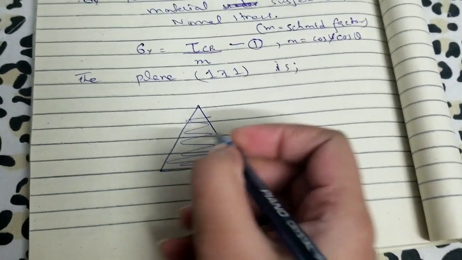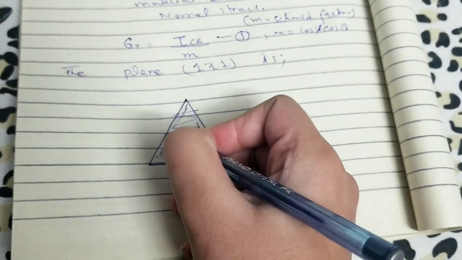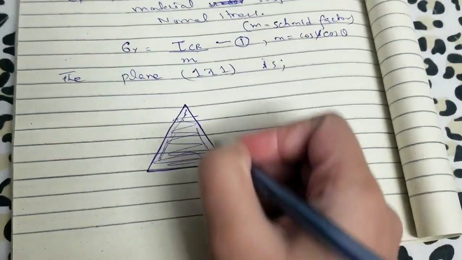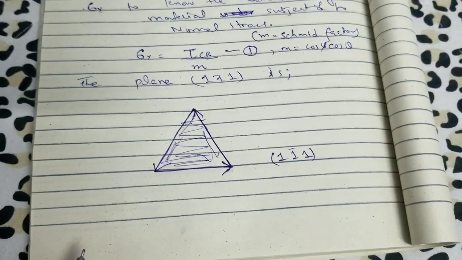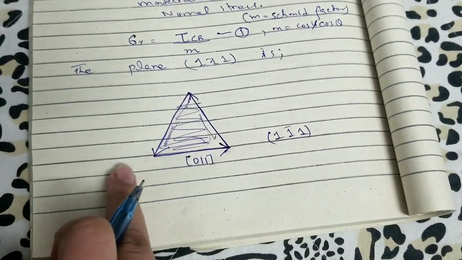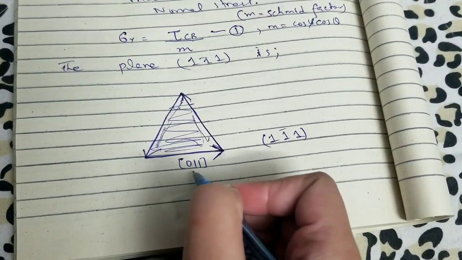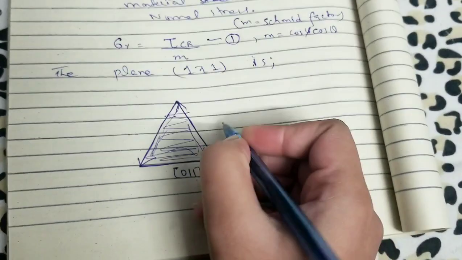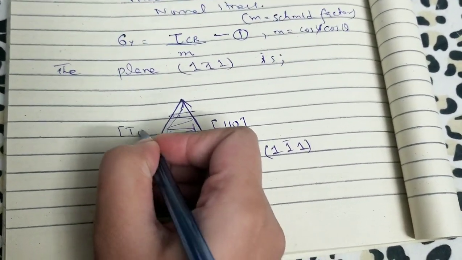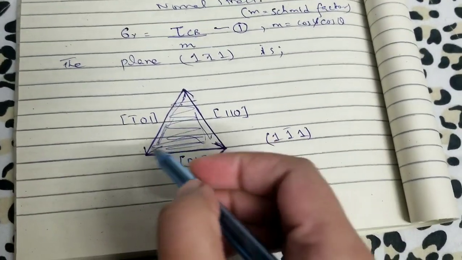All right, and you can see here that this plane is made up of 3 lines, or in other words, 3 directions. This is direction 0 1 1. If you find the direction corresponding to this vector, it will come out to be 0 1 1. Okay, this is 1 1 0. And this is 1 bar 0 1. These are the 3 directions.